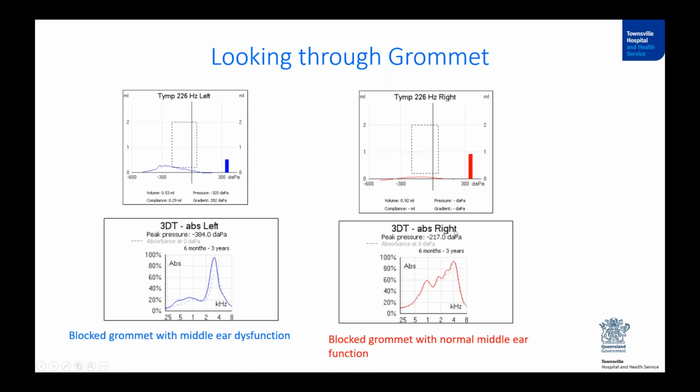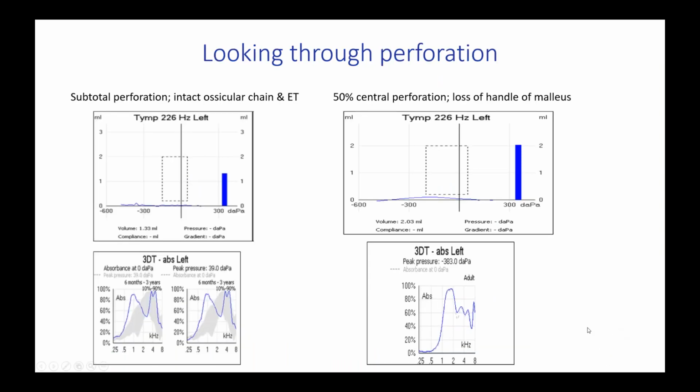So whether it's blocked, you know whether the middle ear function is normal, or there could be a possibility of fluid buildup again behind the blocked grommet. So though both have a B-type tympanogram, you can see whether the middle ear function is normal or not through the grommet. Again, with the perforation, this patient had a perforation, and with the wideband absorbance you could see that there was a perforation and there was an intact ossicular chain, whereas in this case there was an ossicular chain abnormality as well.